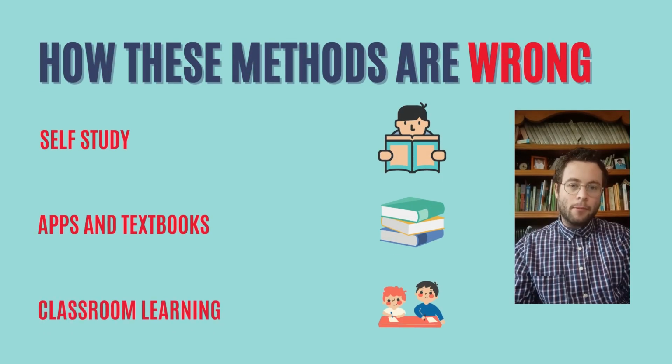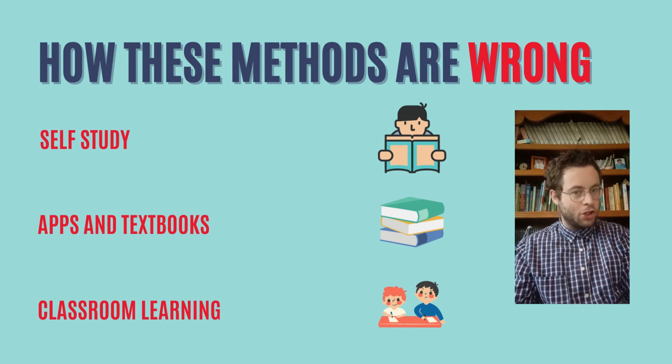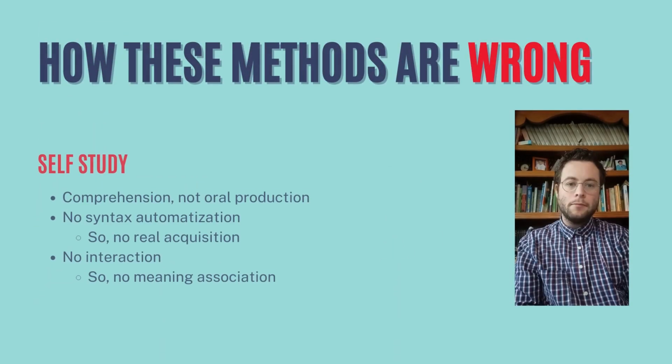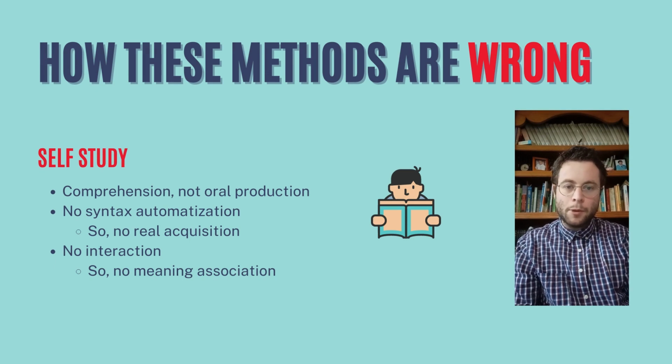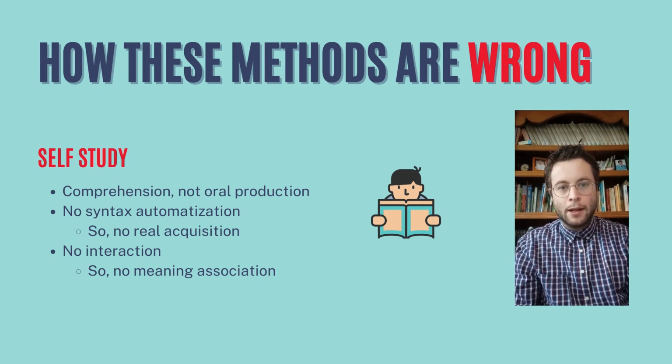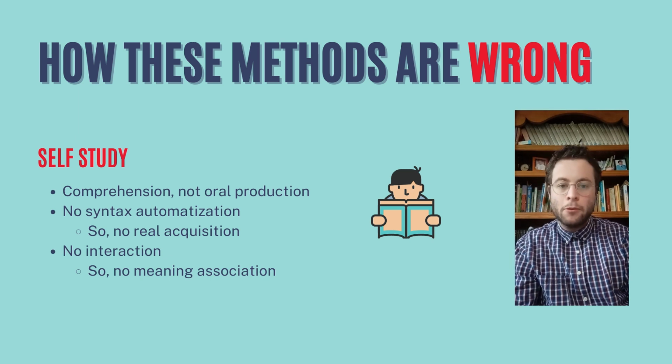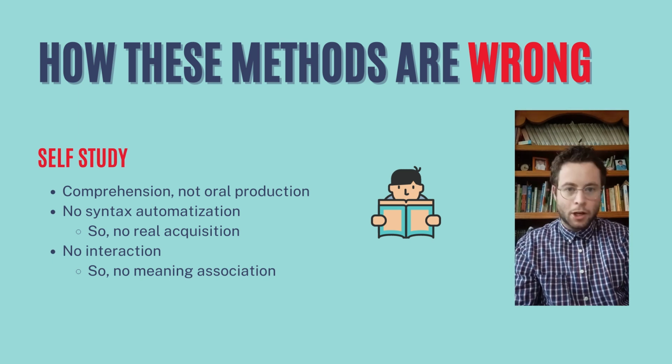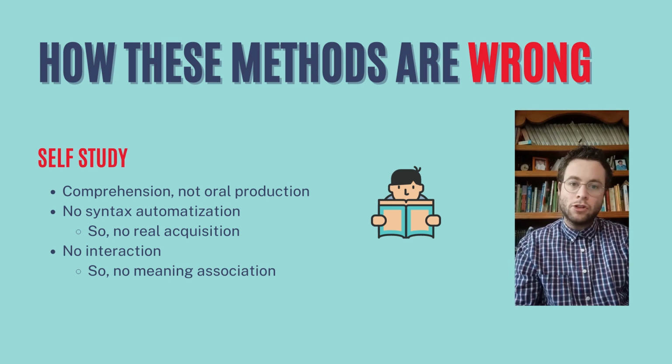Let's go over some of the methods that we have considered useless or not efficient. Self-studying doesn't really work because we're not fulfilling the first step in language acquisition, which is syntactic automation. We are not producing sentences that use the grammar point because we're just focused on comprehension, not production. Also, there is no interaction, so we won't be acquiring the intrinsic meaning later on.